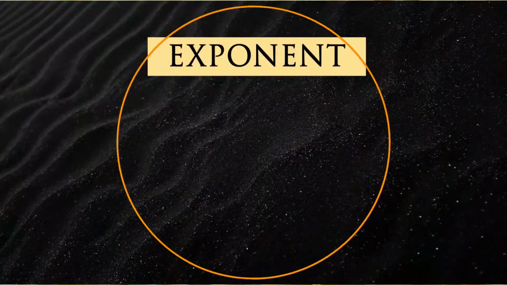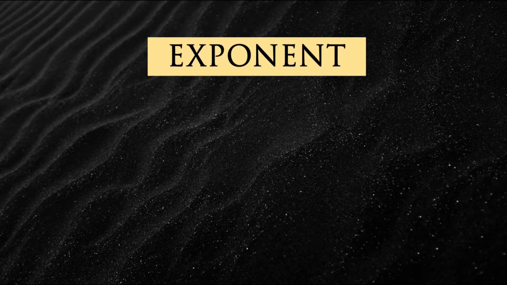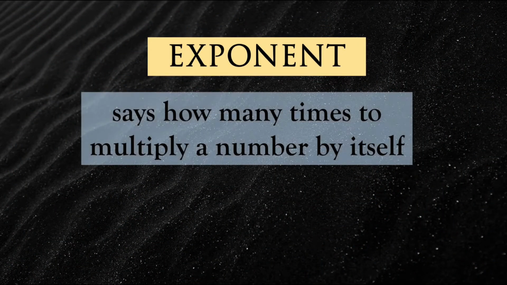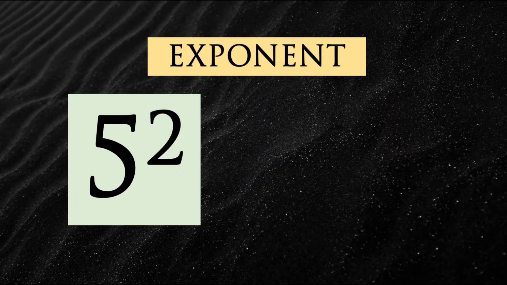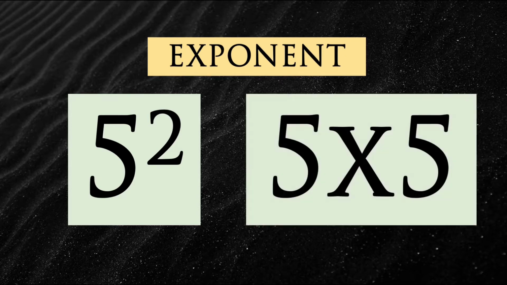Okay, first, let's define the term exponent. So exponents. What is an exponent? An exponent says how many times to multiply a number by itself. So basically, it's a repeated multiplication. For example, we've got this one, 5 raised to 2. That's the short form of writing 5 times 5. So you multiply 5 by itself 2 times.